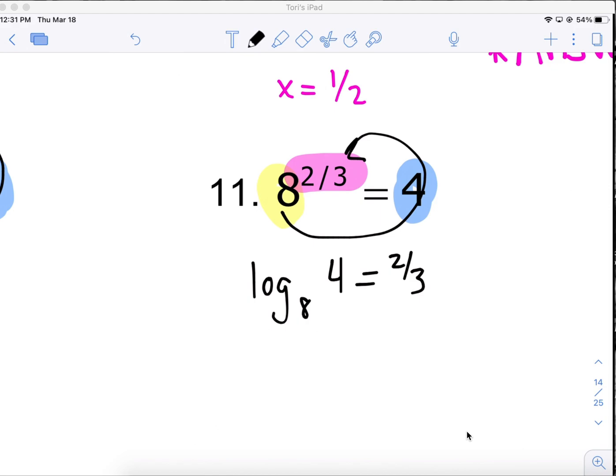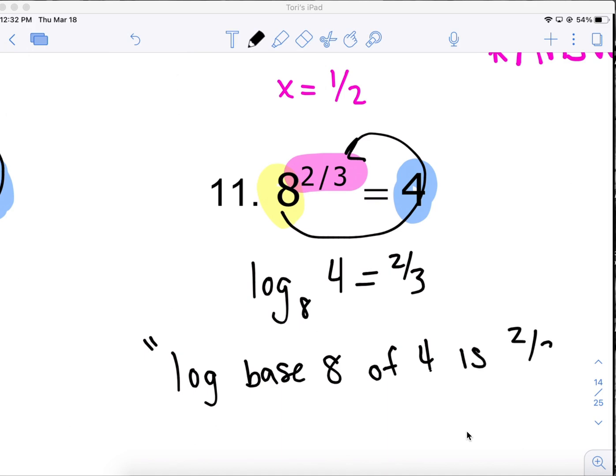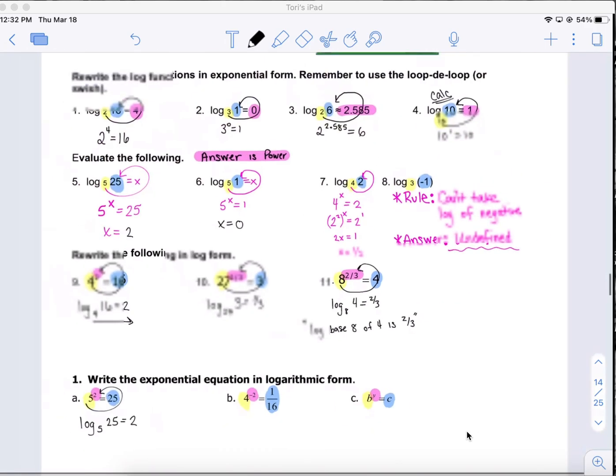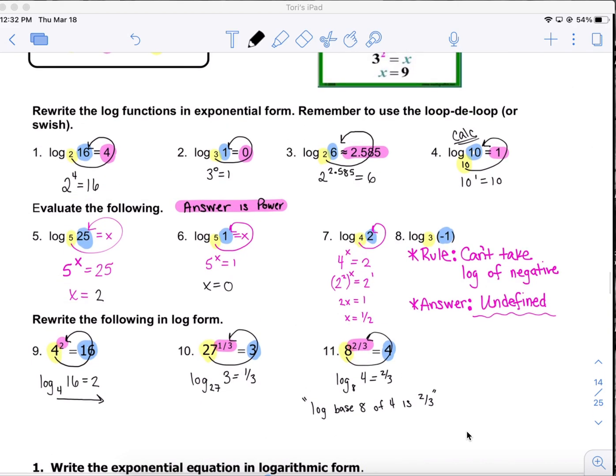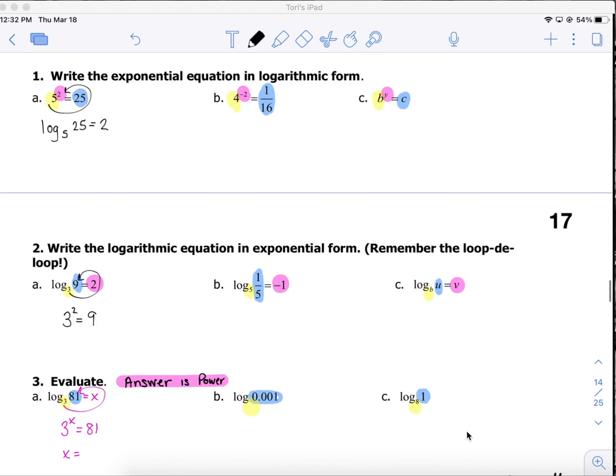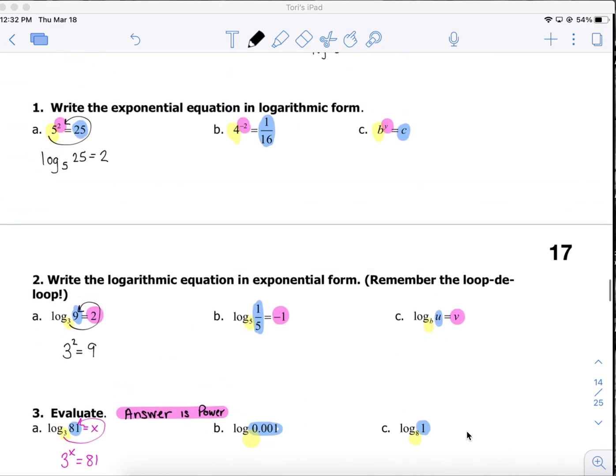I'm going to write this one out just so you can hear me say this. This is how we say it. Log base 8 of 4 is 2/3. That's the language. That's how you read those problems. That is the end of that row. If you need to pause anything and write it down, we've done 1 through 11. The next step is very similar in the practice. We're going to do these 3 more rows, and then your assignment will be section 4.